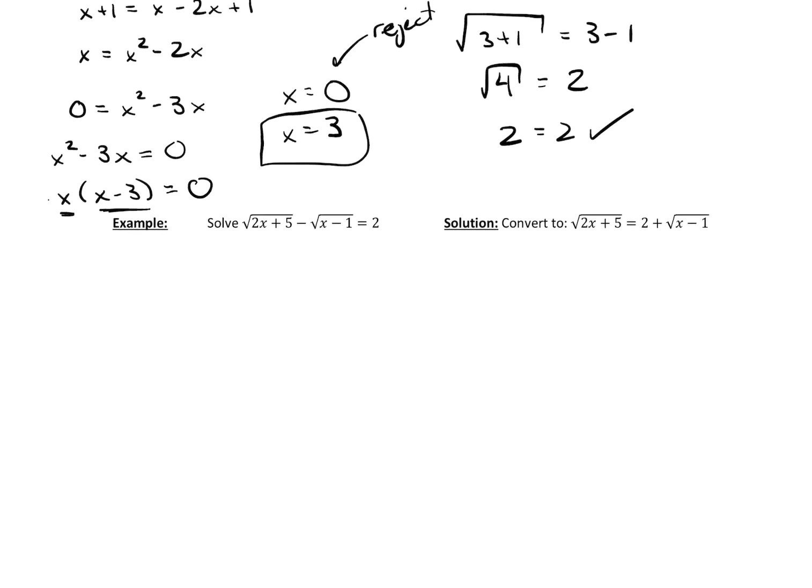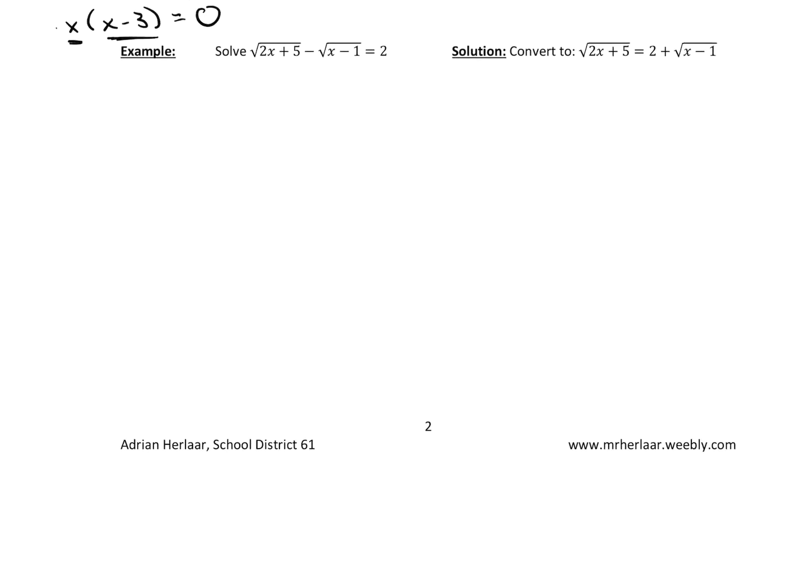So now let's look at the bottom. This one, it takes a little bit more to solve. You gotta be slow, and you gotta be deliberate with this stuff. So if you start here, this is going to be really disgustingly difficult to square. So get the radicals on different sides of the equal sign. So rewrite it as 2x plus 5 equals 2 plus x minus 1. And then what you're going to do is you're going to square this side and you're going to square this side. But you are foiling the second one.